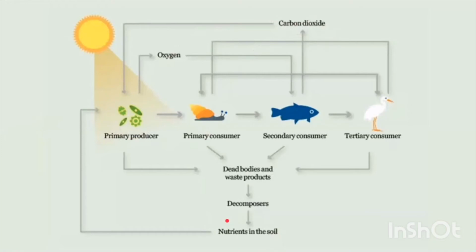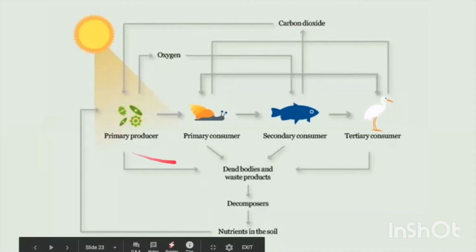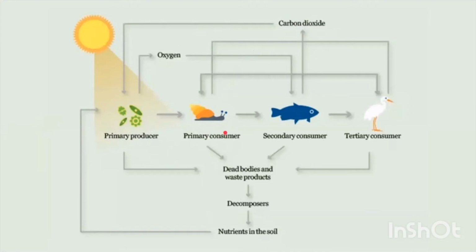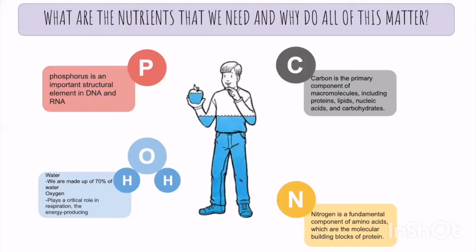And how does the consumer get the nutrients that they need? By consuming the producer, or eating consumers that eat the producer. How do these nutrients go back to the environment again? Through the biogeochemical cycle. So what are the nutrients that we need?